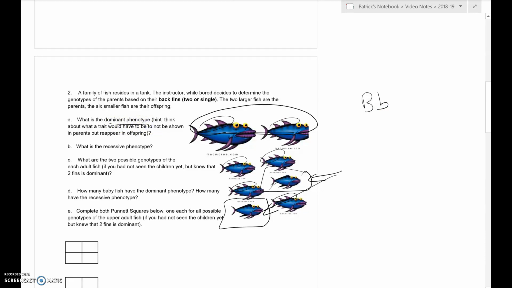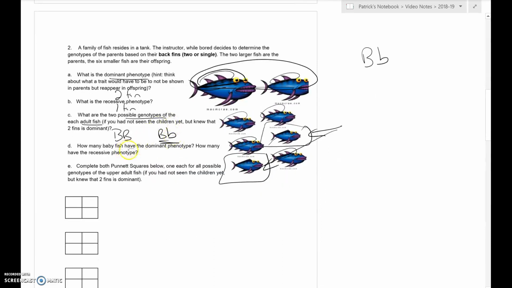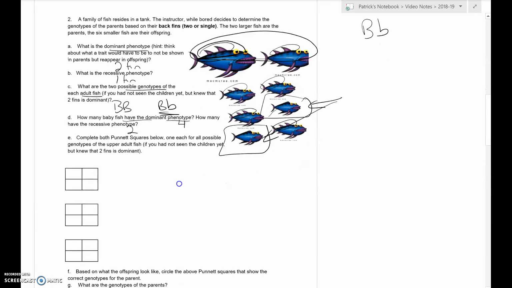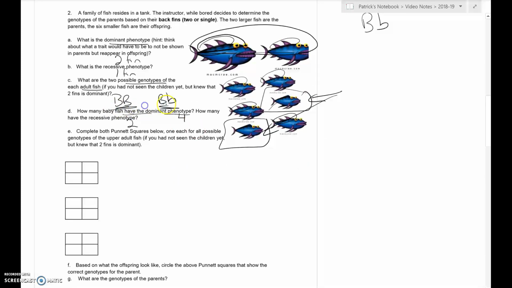So the dominant phenotype here must be the 2-fin type. The recessive phenotype, therefore, would be the 1-fin type. The possible genotypes of the parents, so we know that they now have the dominant phenotype, so possible genotypes for them are big B, big B, or big B, little b. We'll see later that it can only be this. How many of the baby fish have that dominant? 4. How many have the recessive? 2. So for Punnett squares, thinking about these two possibilities from the parents, we want to put together all the possible combinations that the parents could be. So potentially both of them could have been big B, big B.